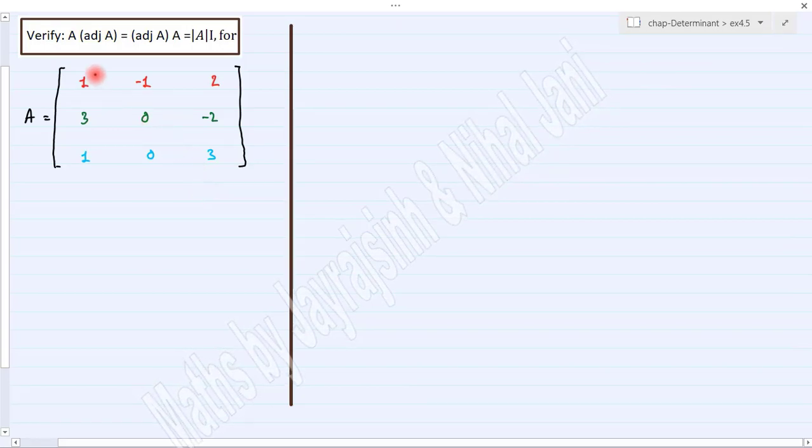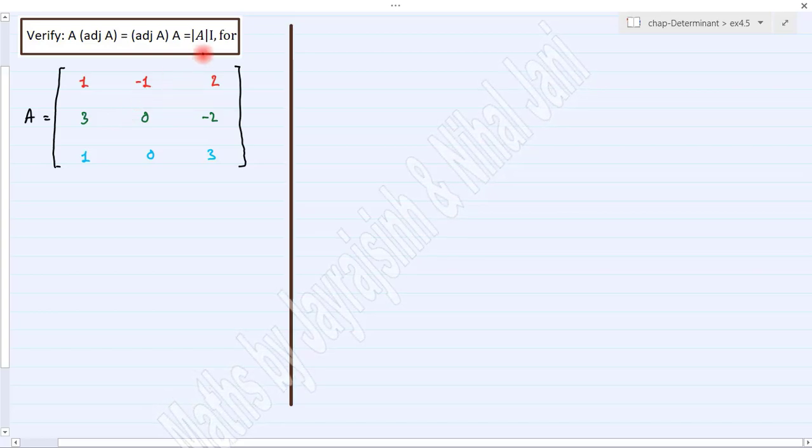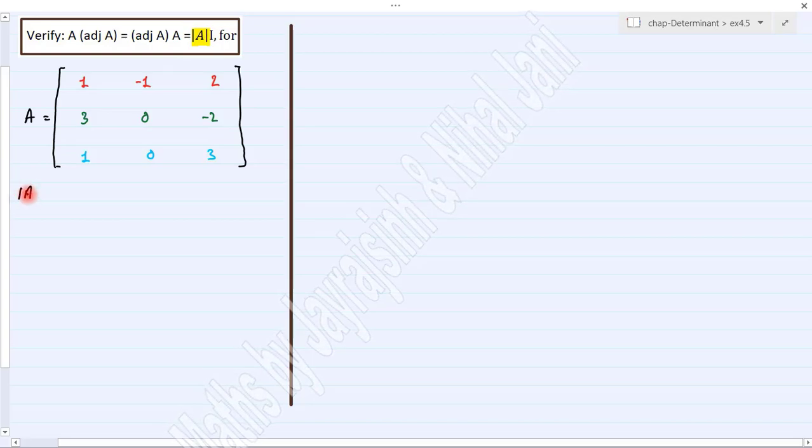In this question, we have to verify that A into adjoint of A equal to adjoint of A into A is equal to determinant of A into I. So to verify this, we need two things. The first thing is determinant of A.